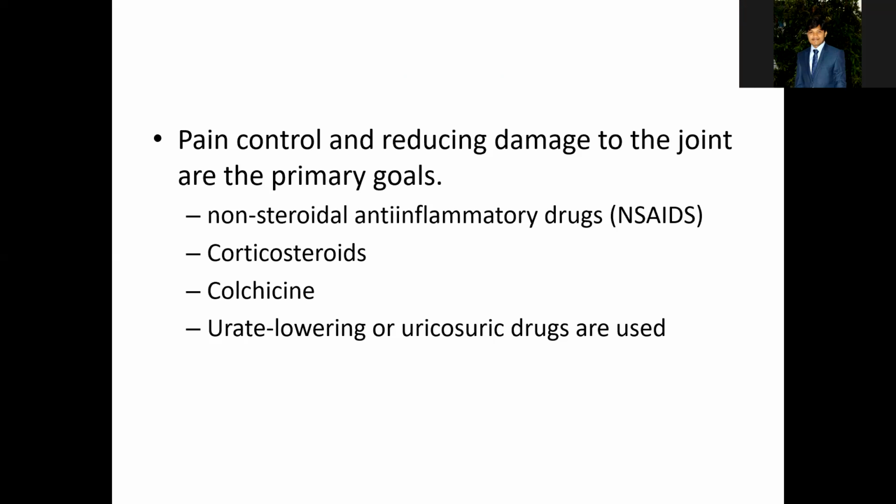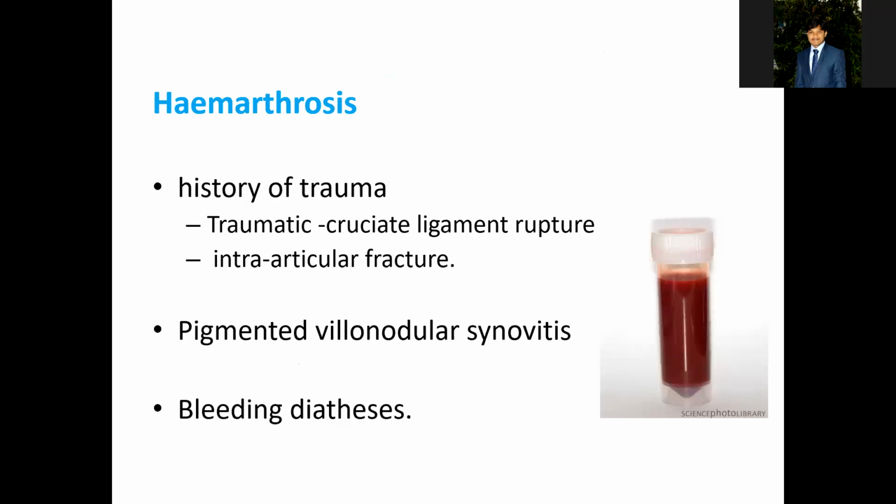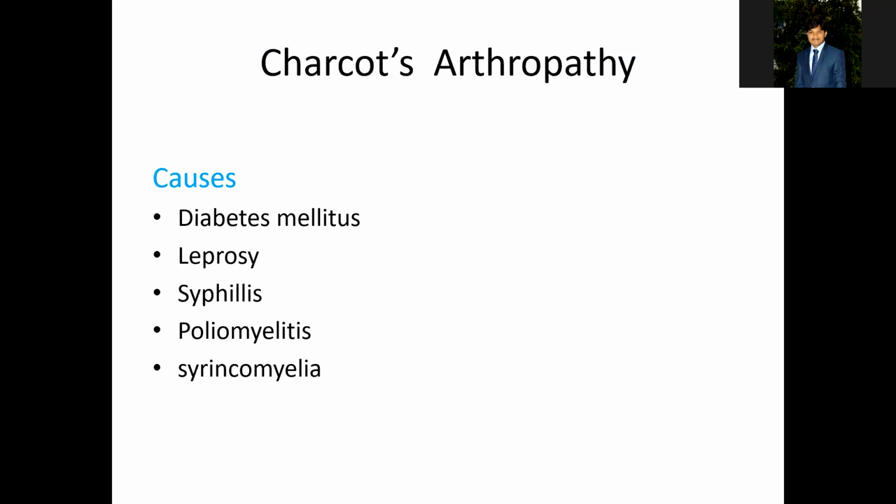Traumatic monoarthritis is rapid onset of monoarticular pain within seconds or minutes, due to direct trauma or meniscal tear causing articular damage, and fractures and dislocation cause an arthritis condition. Hemarthrosis is hemorrhagic effusion of the synovium due to traumatic cruciate ligament rupture or intra-articular fractures. Pigmented villonodular synovitis and bleeding diathesis cause hemarthrosis. Charcot arthropathy is a chronic, unstable, hypermobile condition. Causes are diabetes mellitus, leprosy, syphilis, poliomyelitis and syringomyelia.